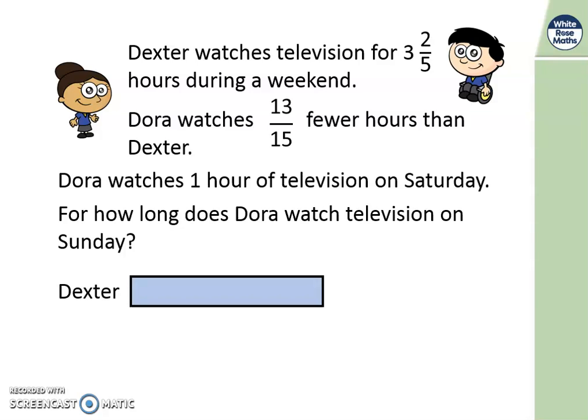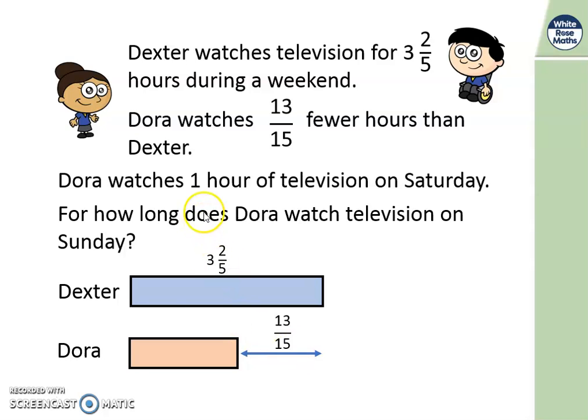Let's draw that as a bar model. Dexter watches for 3 hours and 2/5. Dora watches for less, because fewer means less. But how much less? 13/15, so we put that here. That's how much less, but I want to find out how long she watches on the weekend. Pause and think what maths you might do to work that out.